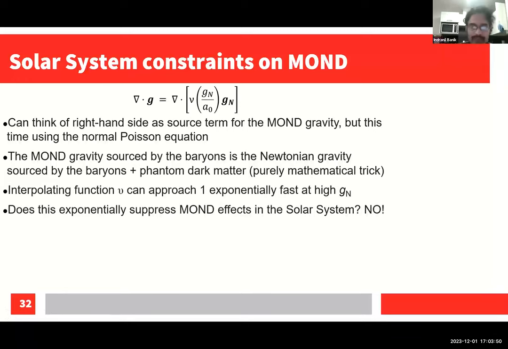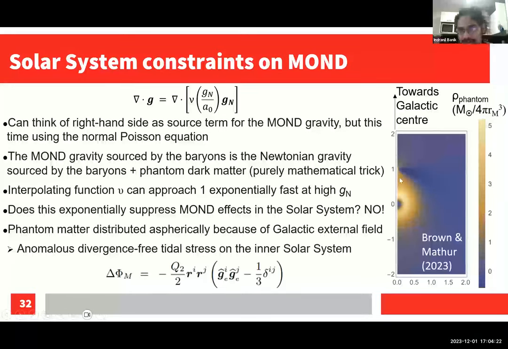So the thing to understand is that this interpolating function mu can approach 1 exponentially fast at high gN. So the rotation curve constraints only go up to gN of about 10, maybe 30 a0, but not really much beyond. So if you have an exponential approach to 1 at high accelerations, you might think, first of all, that won't cause any problems with rotation curves, but you might think that would exponentially suppress MOND effects in the solar system, but it doesn't. And the reason it doesn't is because this is the phantom dark matter distribution around the sun, including the galactic external field. You might notice it is slightly asymmetric. There's a bit more here, which isn't there here.